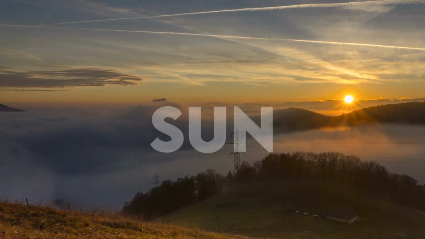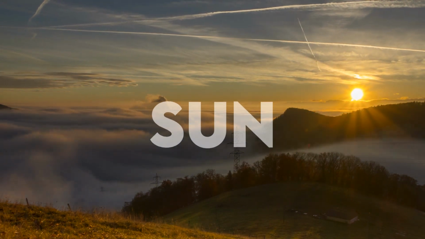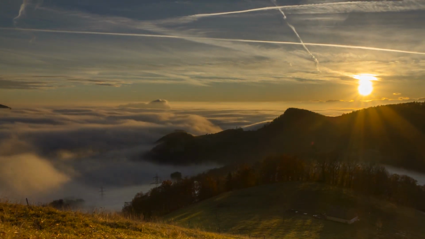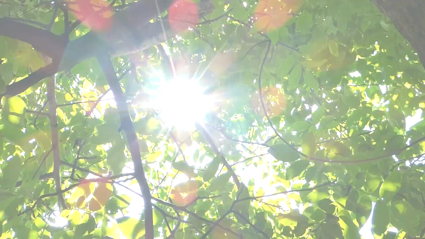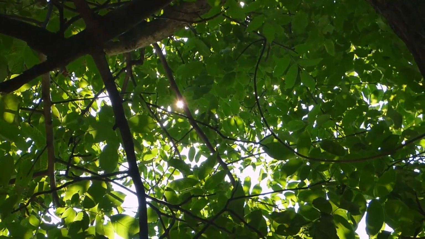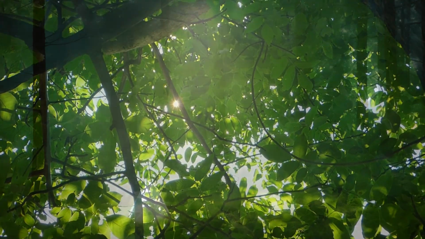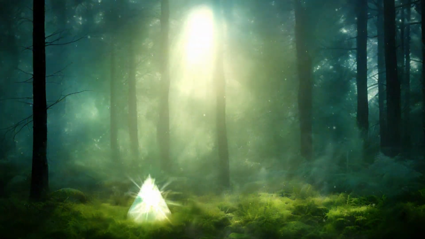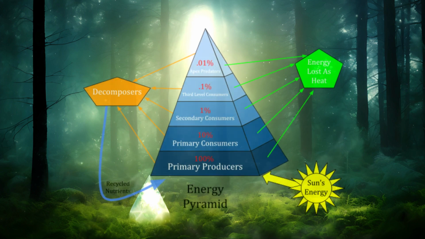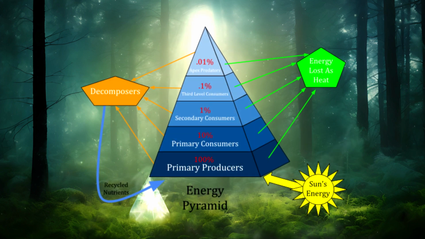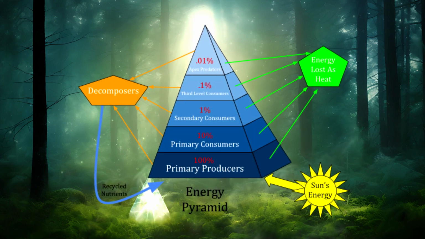So the sun gives us life, more or less. You see, most all energy in an ecosystem starts with the sun. And in order to see how humans receive this energy, we have this thing called the energy pyramid. The energy pyramid is a visual representation of how energy flows upwards through levels in the ecosystem.